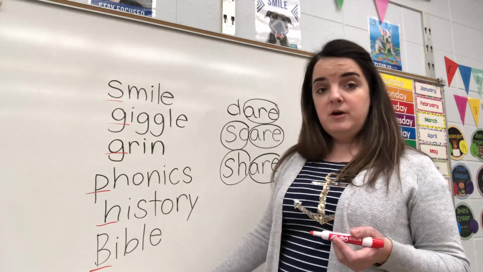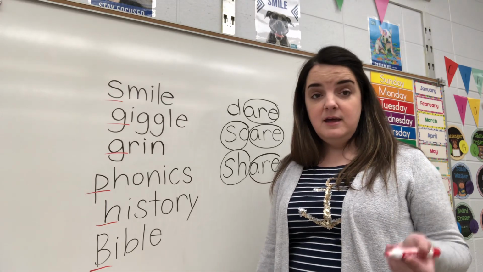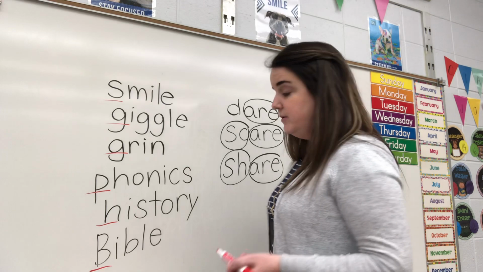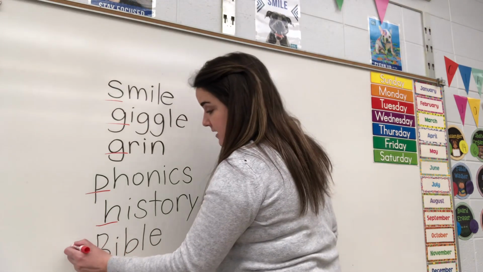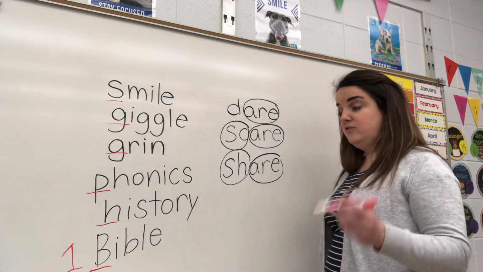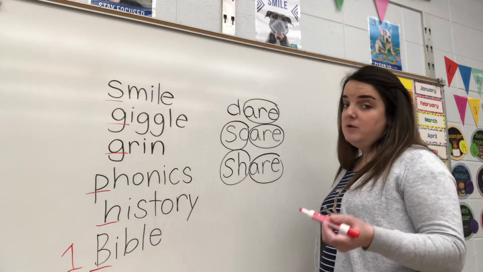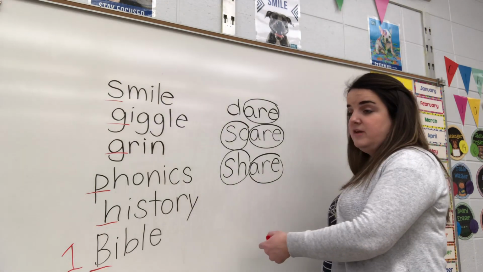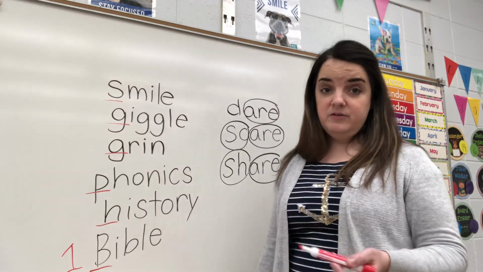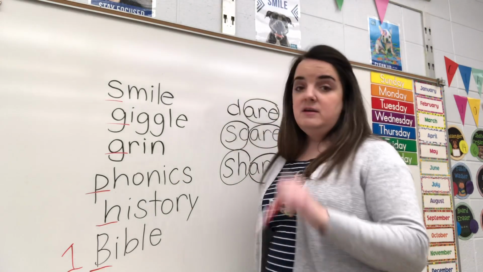Do you see a word that begins with the letter B? I do. It's down here, which is Bible. So I know that Bible is going to be my first word. So I'm going to write number 1 next to Bible. Okay, or if you want to write the word separately on a different section, start at the top, you can do that also. So Bible is first.